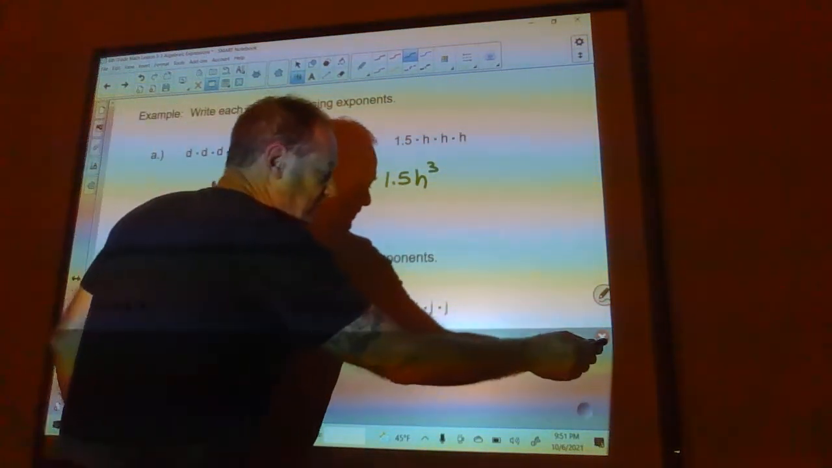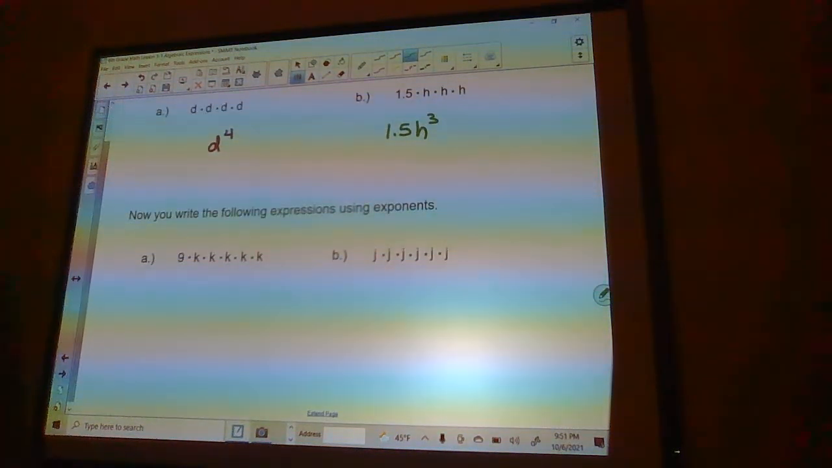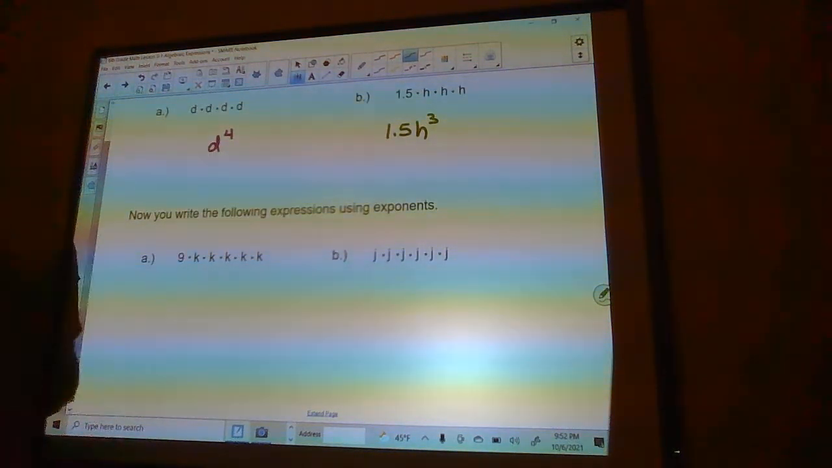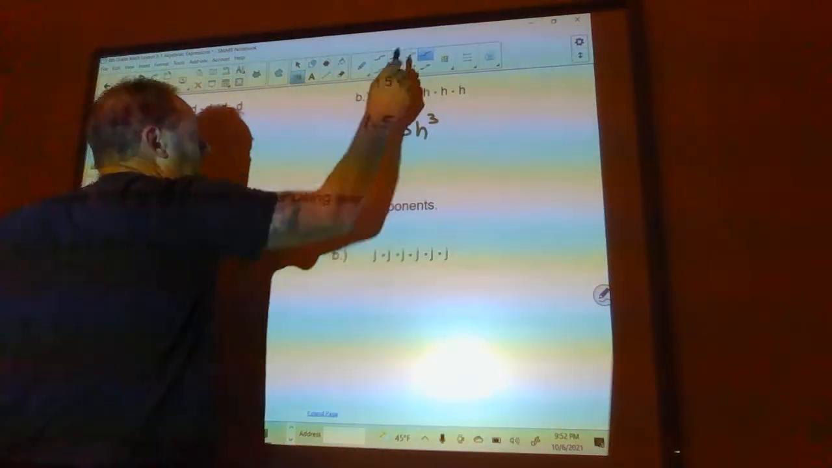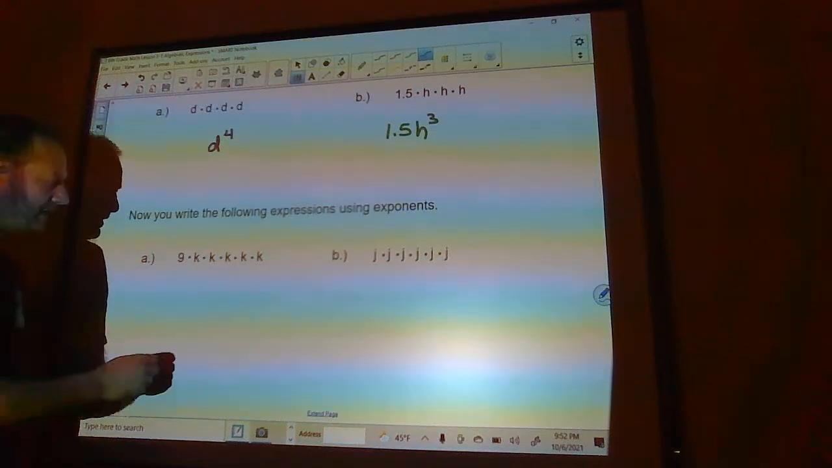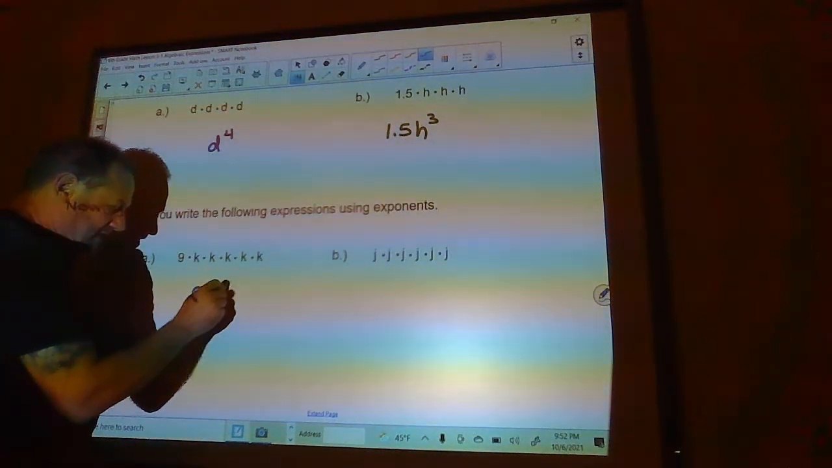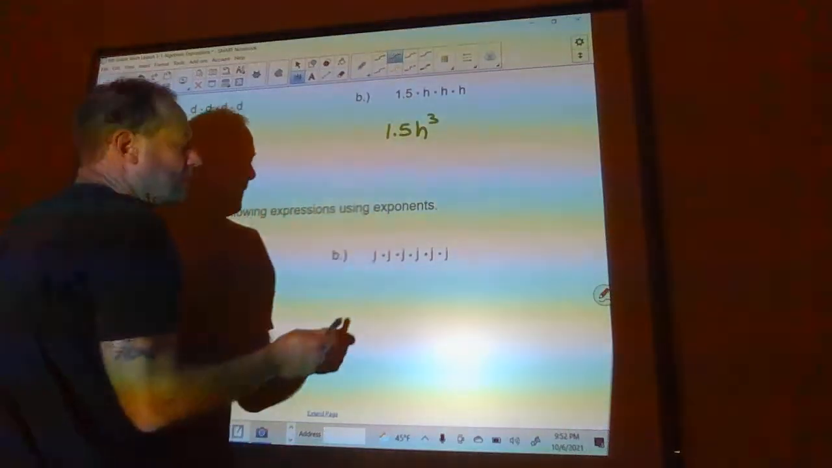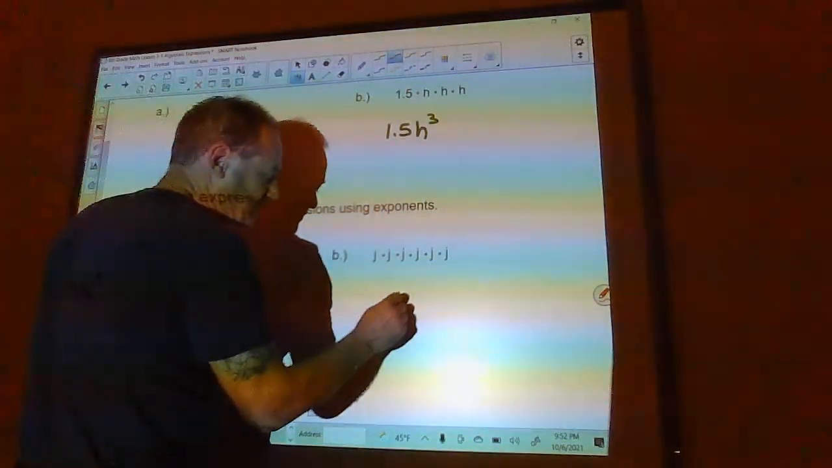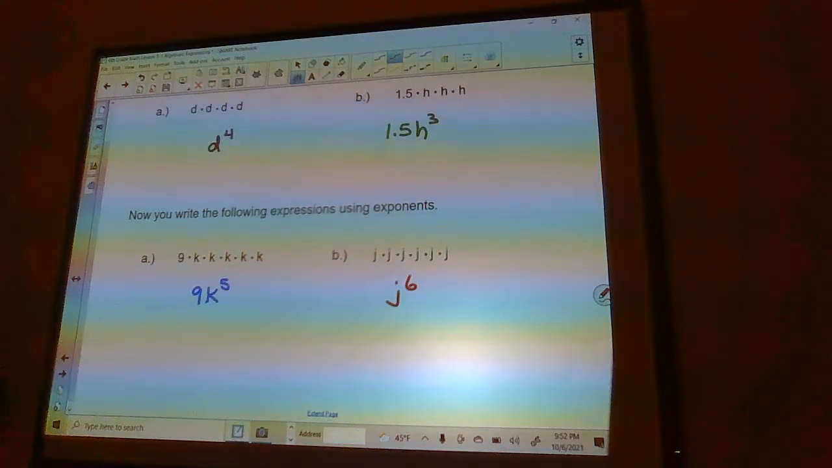Okay, so here I'd like you to pause the video again. I'd like you to write both of these expressions using exponents and then jump back on and make sure you got it right. Okay, this one right here, there's 5 k's, so you'd write this as 9k to the 5th power, and you're done. Piece of cake. This one over here, you got 6 j's, so this would be j to the 6th power, and you're done. Super easy.